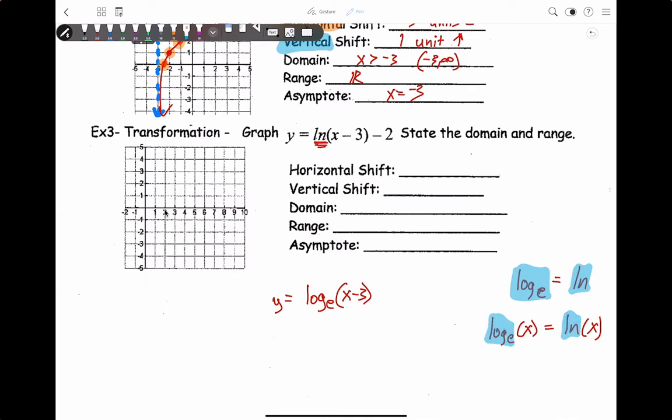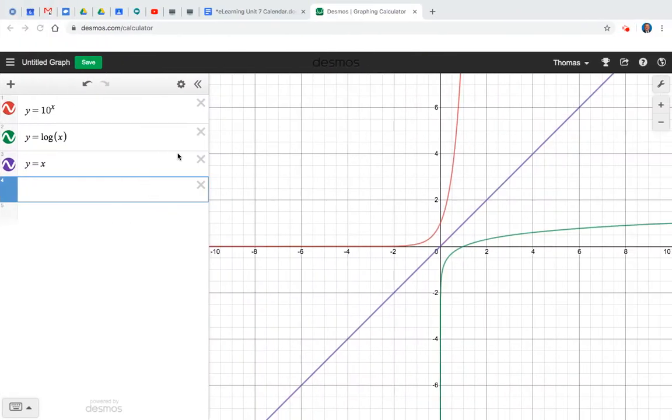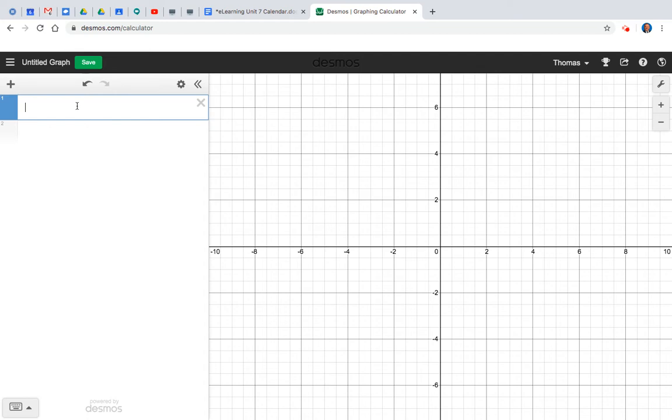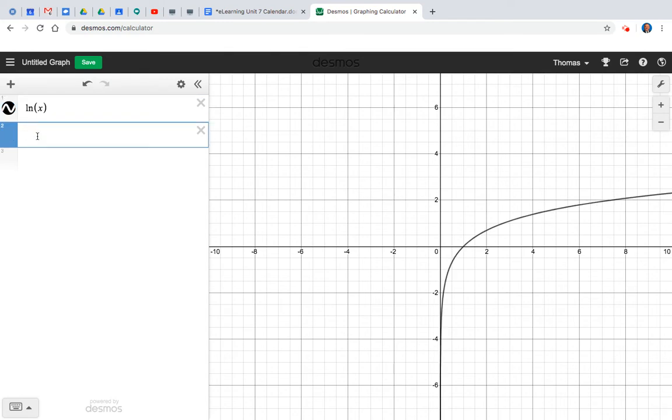Okay? So if this is natural log of x, and I want to find the horizontal shift, and so on and so forth, I need to first graph the natural log of x. So let's come over here and graph the natural log of x. Well, just like we had 10 to the power of x, its inverse was log of x. This one comes from the fact that we have e raised to the power of x. These are inverses of one another.